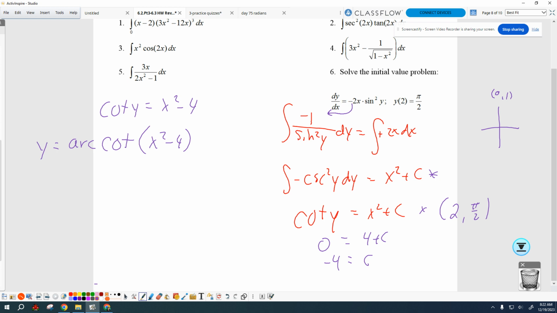And is that not what's on the key? It's just slightly different with the starting. I think basically what I ended up getting was y equals negative arc cotangent of x squared, or 4 minus x squared. Okay. Is that still right?